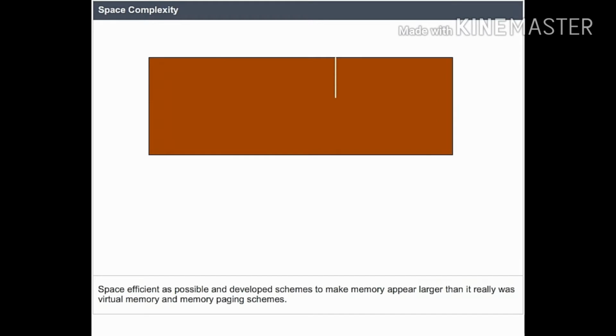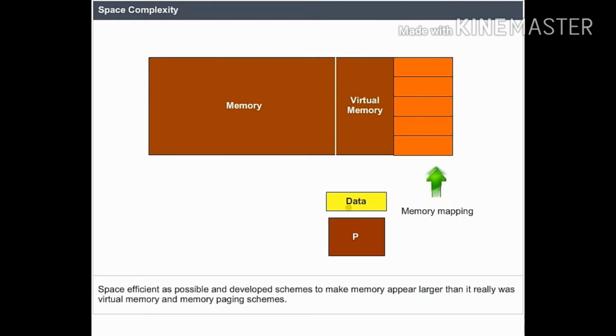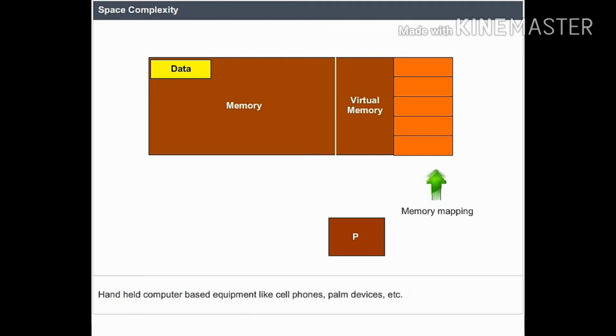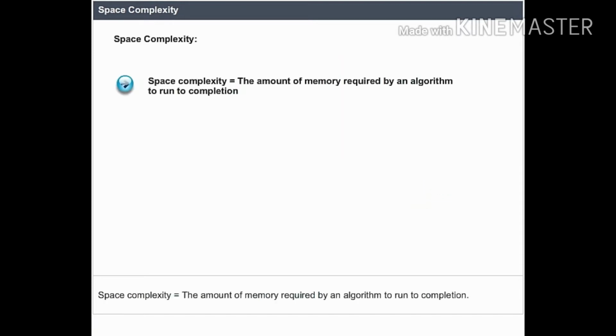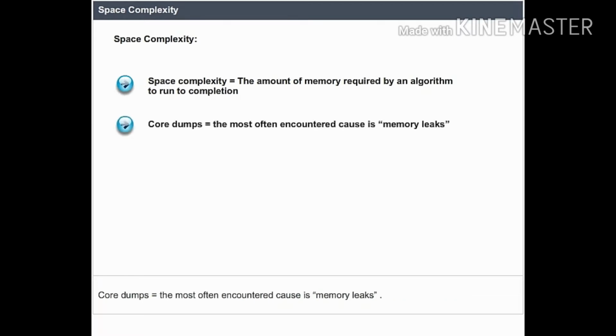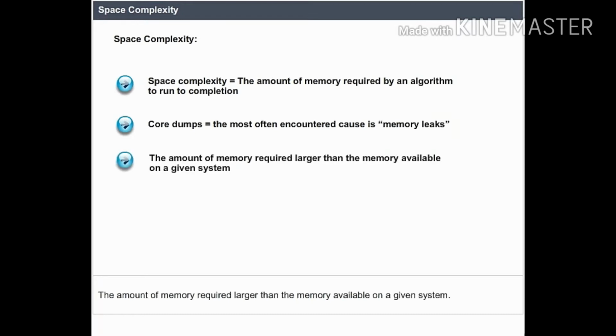Space complexity. Be as space efficient as possible, and develop schemes to make memory appear larger than it really is, such as virtual memory and memory paging schemes, for handheld computer-based equipment like cell phones and palm devices. Space complexity is the amount of memory required by an algorithm to run to completion. Core dumps: the most often encountered cause is memory leaks. The amount of memory required may be larger than the memory available on a given system.